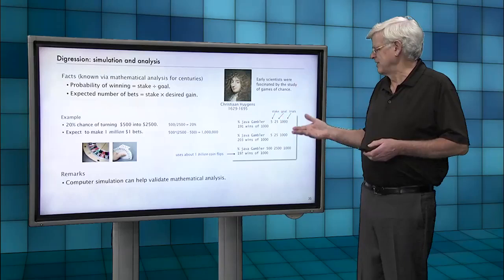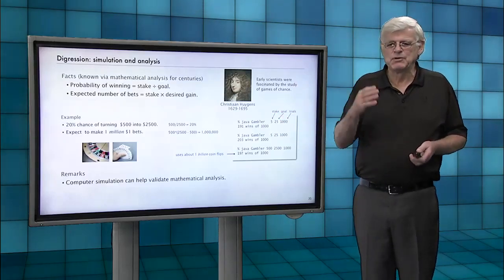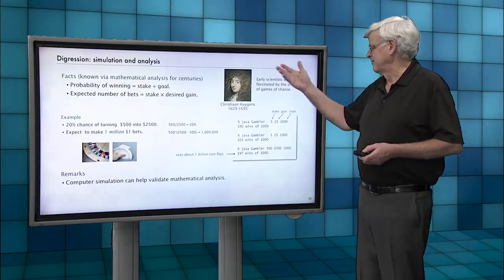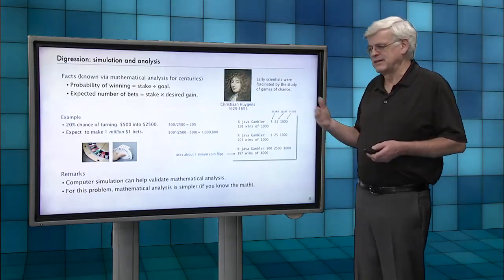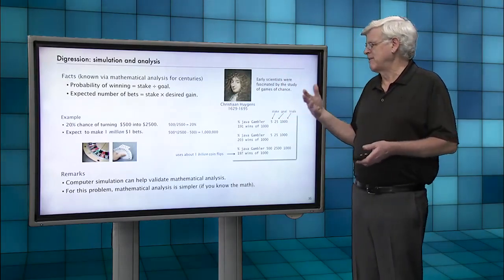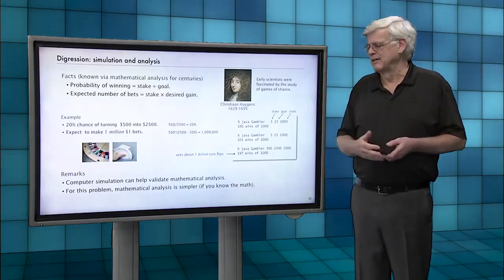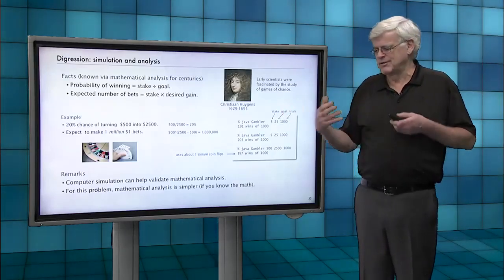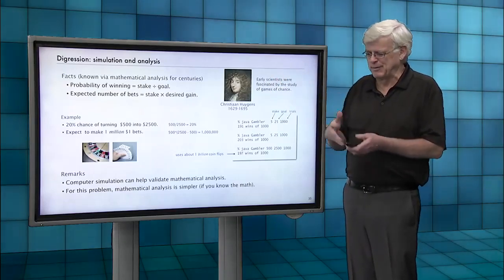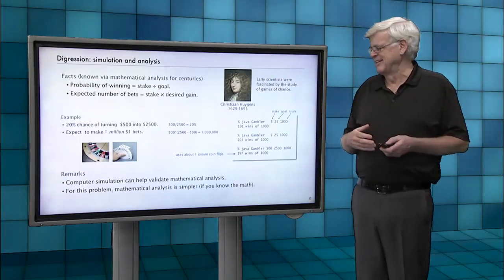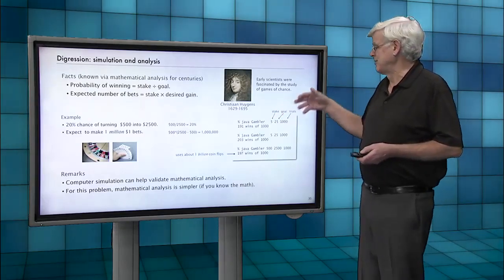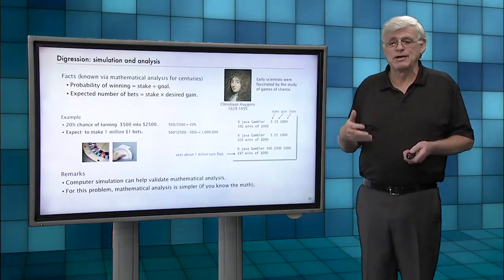The idea of this is that in this case, what we've done with computer simulation is to validate the mathematical analysis. For this problem, the analysis is simpler if you happen to know what the math is. But if you want to devise a more complicated strategy that says that after you double your money, you'll start making $2 bets, and then if you get close to your goal, you make bigger bets, or whatever type of strategy you want, you probably are not going to be able to do the math, but you could still write the program and do the simulation.